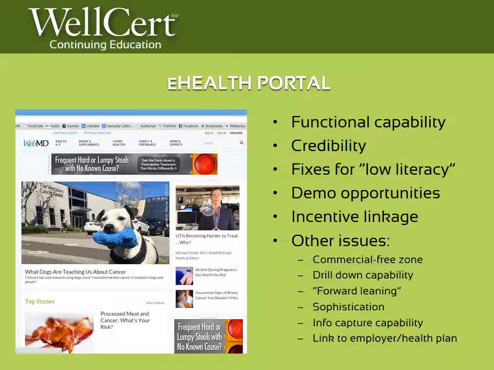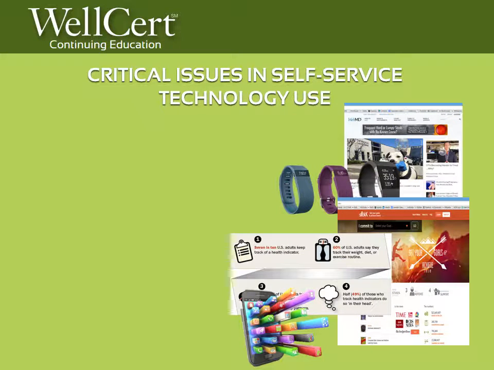So how well integrated is the eHealth portal in terms of its usefulness and its connection back to both the employer's website, but also a relevant health plan's website? Now, the critical issues in the self-service technology that we've looked at, all different kinds, are as follows. First of all, it has to have easy access. So it's got to be something that I can access on my smartphone, I can access on my computer, not having much in the way of obstacles and barriers to that.